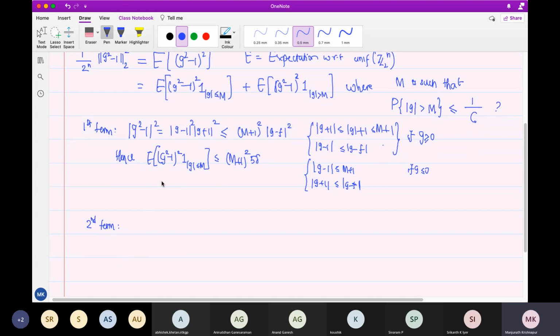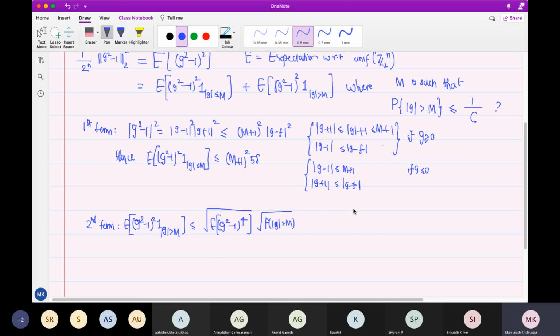what can we say about the second term? There we will use Cauchy-Schwarz. First, let's use Cauchy-Schwarz. It is smaller than the square root of the expectation of (g square minus 1) to the power 4, and the square root of the expectation of this square, which will become the probability that mod g is bigger than M. And now here is where we use the Bonami lemma.